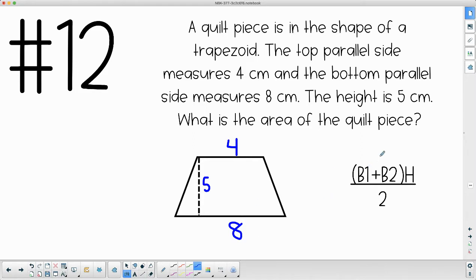So we just plug our answers into our formula here. So base 1, the bottom, is 8. Base 2, the top, is 4. So we need to add those together, times it by 5, the height, and then we'll cut that in half to give us our answer in units squared for the area.